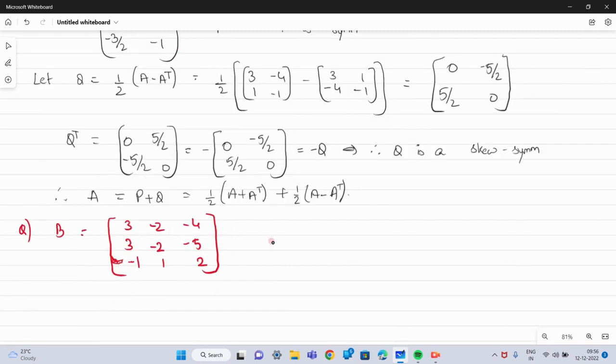Express this matrix as sum of symmetric and skew-symmetric matrices. Solve this question by taking an example as the above question. Okay, try to solve this.